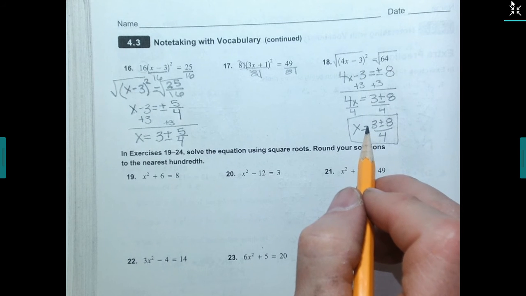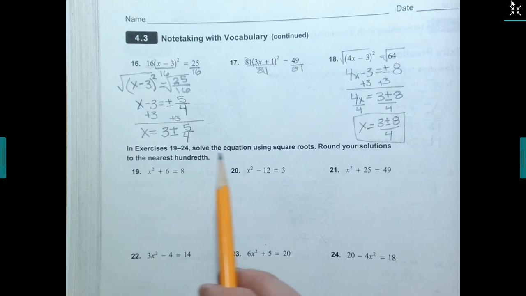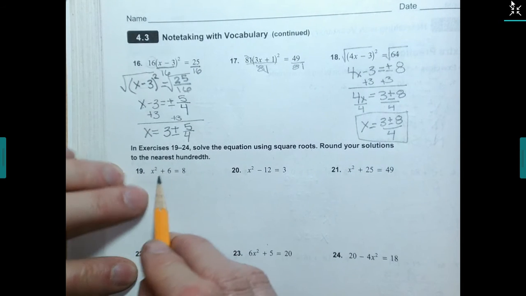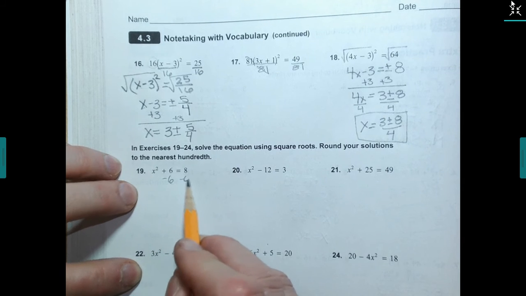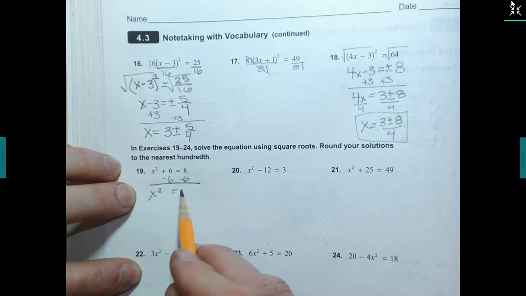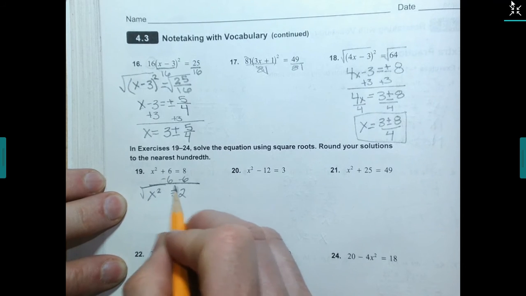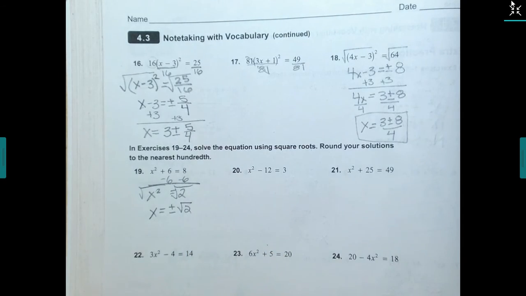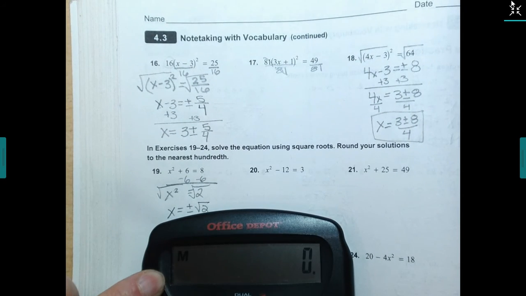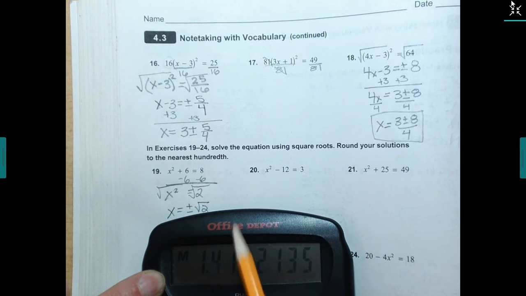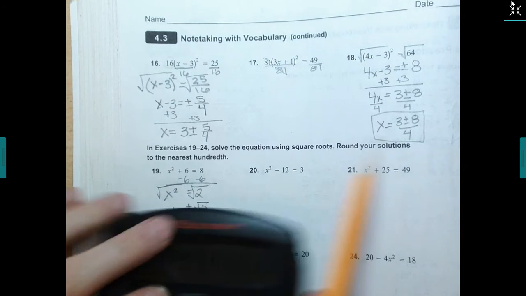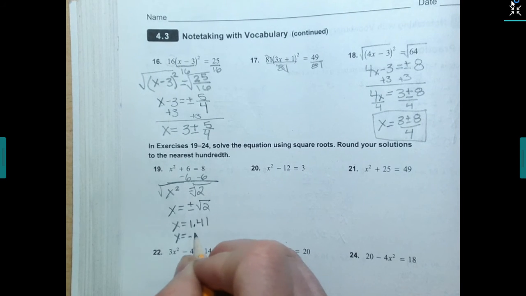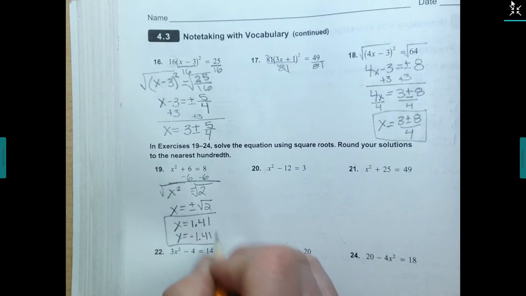All right. Let's see, solve the equation using square roots, round your solutions to the nearest hundredth. Okay. So we got minus 6. So we have x squared equals 2. Square root both sides, we have x equals plus or minus the square root of 2. So I'm going to take my calculator and go square root of 2, 1 point, but to the nearest hundredth, so 1.41. So x equals 1.41 and x equals negative 1.41. There's my two answers.